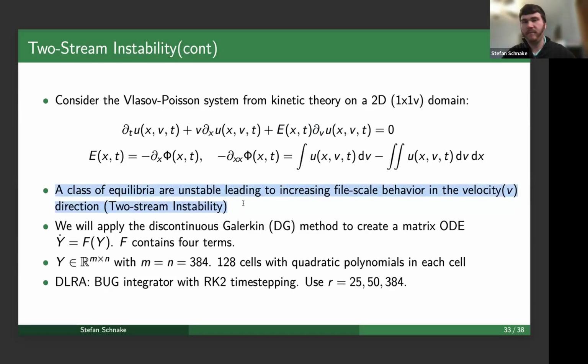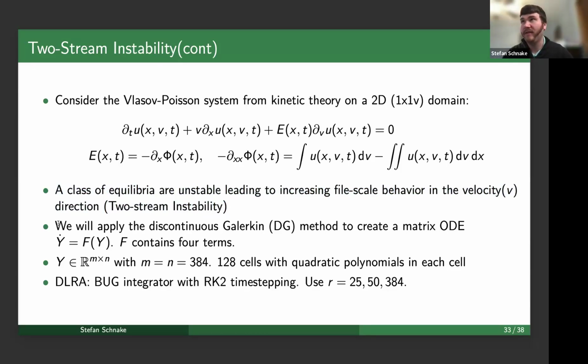Physicists care about this because there's a class of equilibria for this problem that are unstable. If you perturb the equilibria ever so slightly, you diverge far away from the equilibrium and get very fine scale behavior in the velocity direction. This is called two-stream instability. I also think people like this problem because it creates pretty pictures, and you'll see the pictures are quite pretty, so people like that. I do discontinuous Galerkin a lot for the numerical PDE.